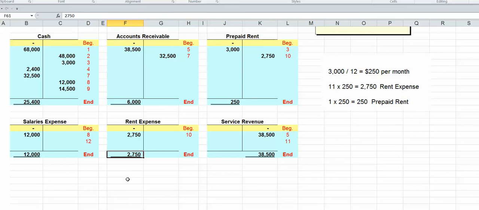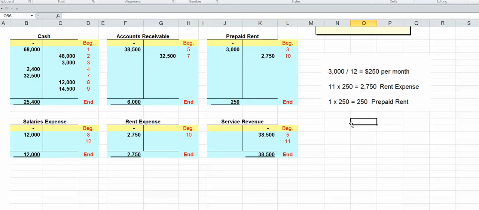Or we could take an income statement approach and say, let's get the income statement right. We need a balance of $2,750. Currently the balance is zero. Obviously we need a debit for $2,750, and we would have to credit another account, which would be the prepaid rent for $2,750.